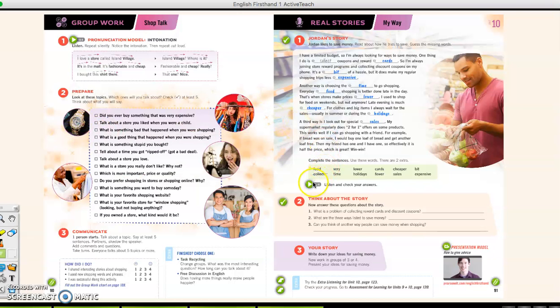All right. So now I'm going to push this. Not yet. Think about the story. Now answer these questions about the story. Question number 1, what is a problem of collecting reward cards and discount coupons? Look up in the text there and write your answer in a complete sentence. Do the same with number 2 and number 3. Complete sentences. This is key, you guys. You want to make complete sentences.